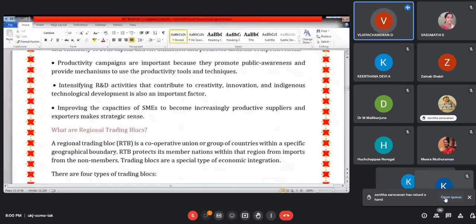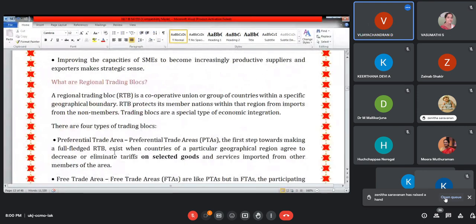Next, I'm moving into trade blocks. Under that, first one is regional trading blocks. So what is that? The countries which are located in a particular region will come up with a union, the cooperative union. They will trade only with their member country, only with the countries coming under the trading block. If any non-member country is coming for trade, they will charge heavy tariff or put some restriction.